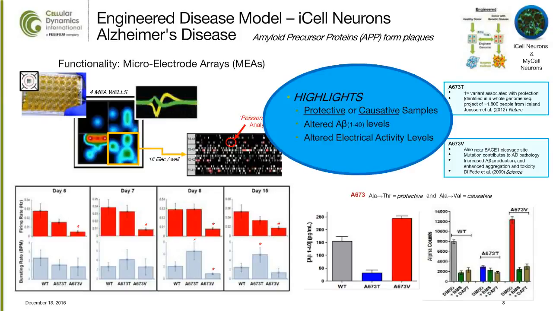Collectively, what this suggests is, A, we have a protective and a causative sample for Alzheimer's disease here that we can make and have ready in cryopreserved vials. Furthermore, these can be assessed for the amyloid beta protein levels, and they display altered electrical activity levels.